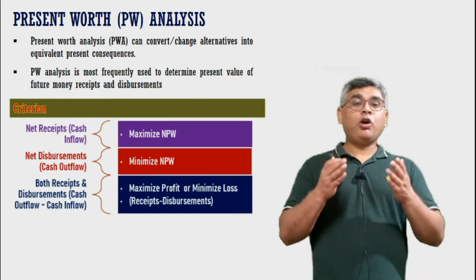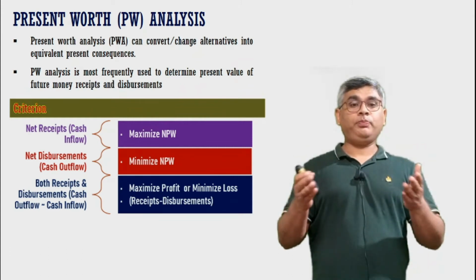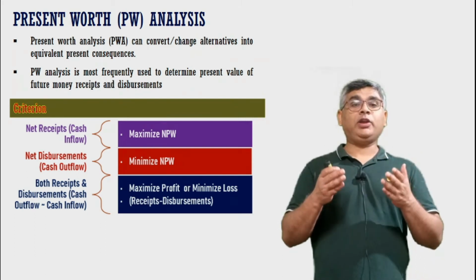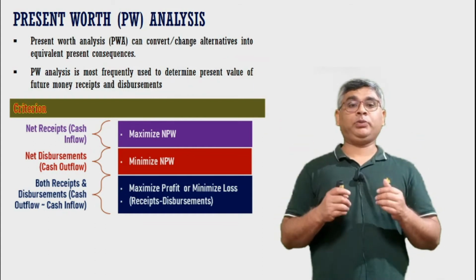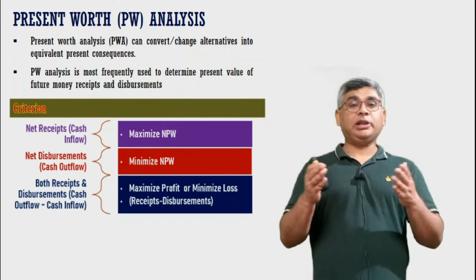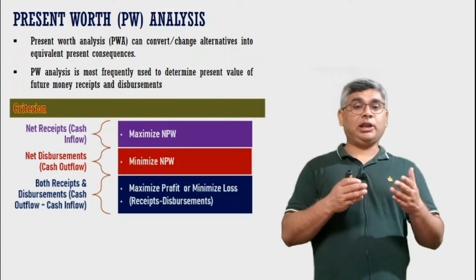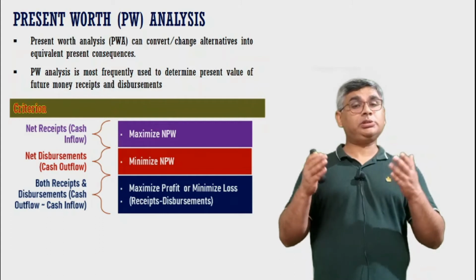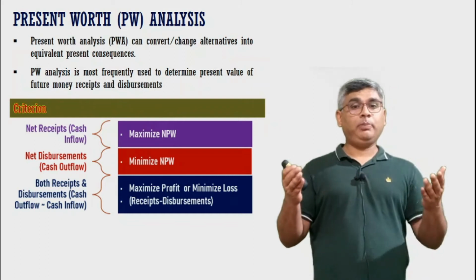The criterion of selection, if we are using the present worth method, is that if in a given cash flow we have only net receipts, that is the cash inflow, then we have to select the one which has the maximum net present worth. However, if the cash flow just contains the disbursement, that is the cash outflow, then that option will be selected for which the present worth is minimum, since these are expenditures. So the option with the less expenditure will be the preferred one.